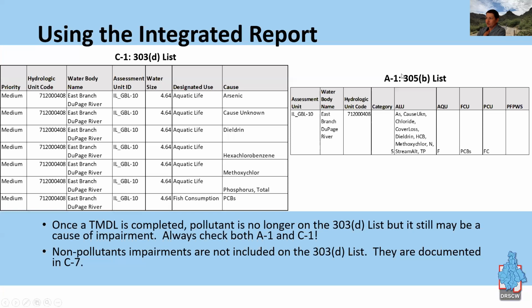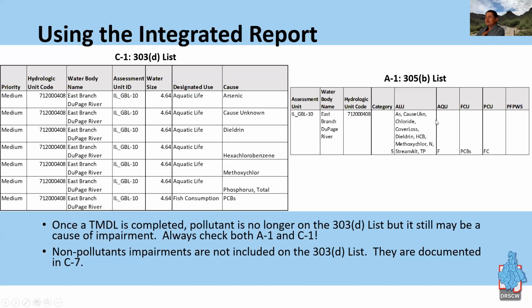That's where the 305(b) list comes in. If you pick that up for the same segment, it looks a little different, but it has the same water body name, the same segment, the category that's generally used, and ALU is aquatic life use. Then listed here are all the reasons for the impairment: arsenic, cause unknown, chloride, cover loss, dieldrin, hexachlorobenzene, methoxychlor, nitrogen, stream alteration, and TP.